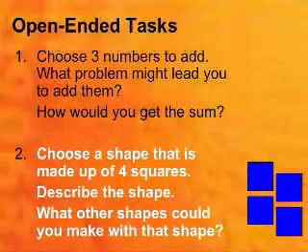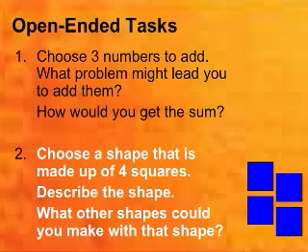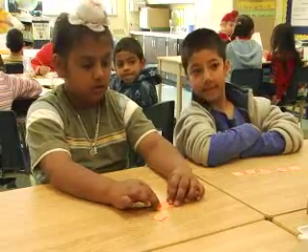In geometry, we could use open tasks certainly as easily, if not even more easily, than with numbers. So, for example, I might say to kids, I want you to take 4 squares and make a shape with them, any shape you want. After you've made your shape, I want you to describe your shape to me. And once you tell me about your shape, I want you to take that shape and think about what other shapes you can make with that one.